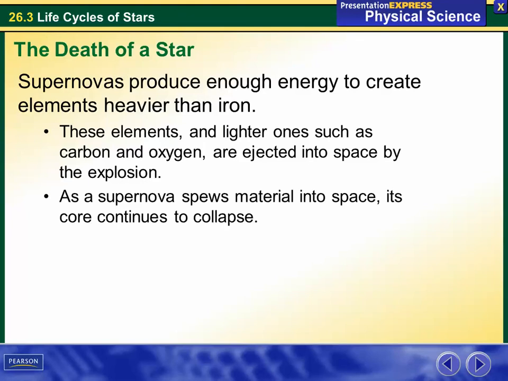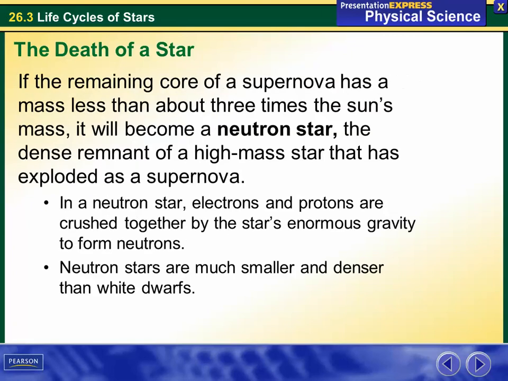The supernova is just the initial quick bang, where we've collapsed, but now what's going to happen? After the supernova, there's still a core left over. If the remaining core of a supernova has a mass less than about 3 times the sun's mass, it will become what's called a neutron star. So these are kind of the smaller big stars that will become neutron stars.